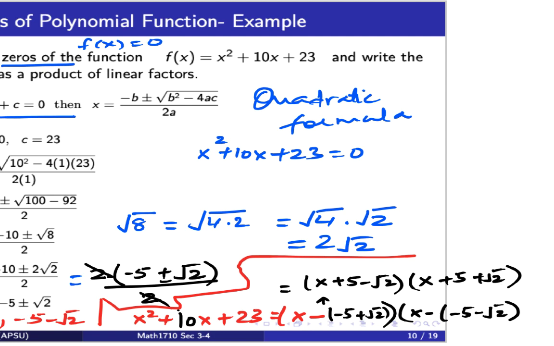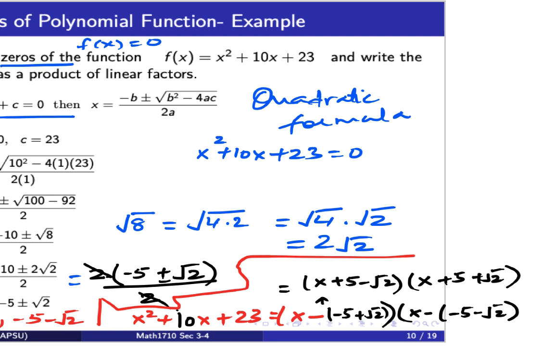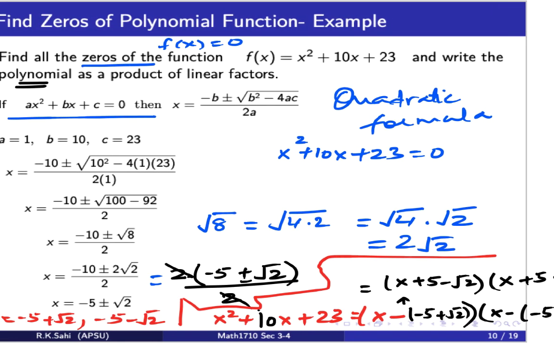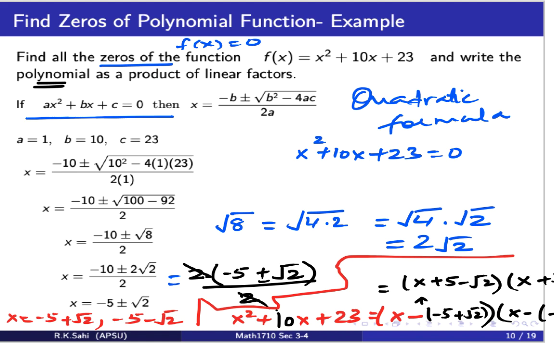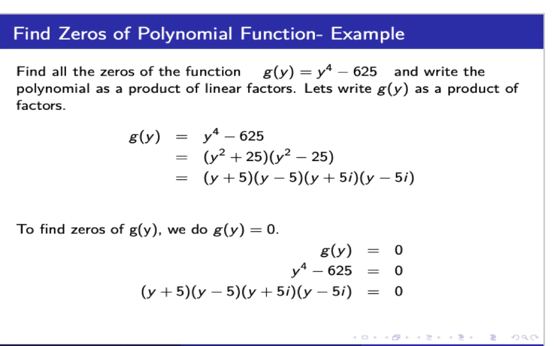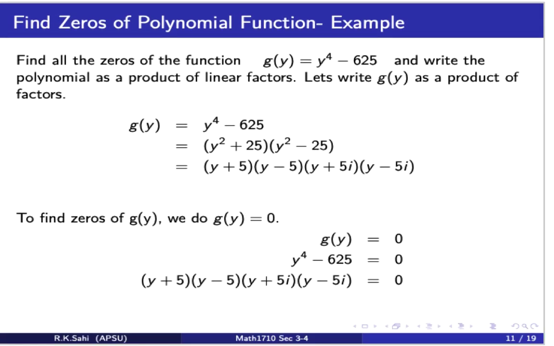Okay, now let's go ahead and look at another example. Now we would like to find the zeros of this function g(y) = y to the power 4 minus 625, and write this polynomial finally as a product of linear factors.